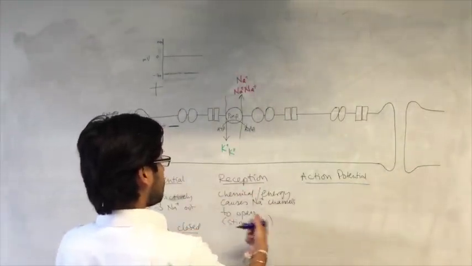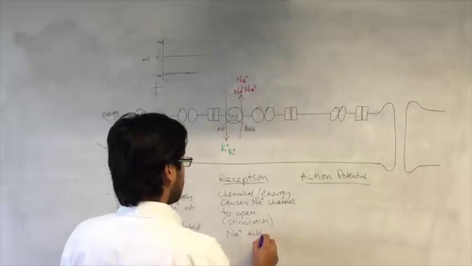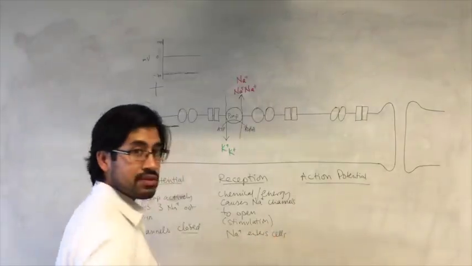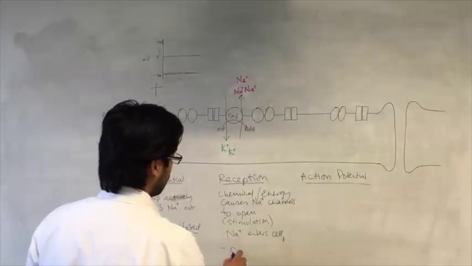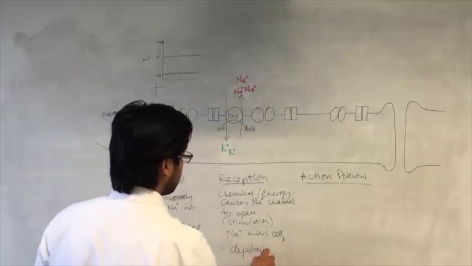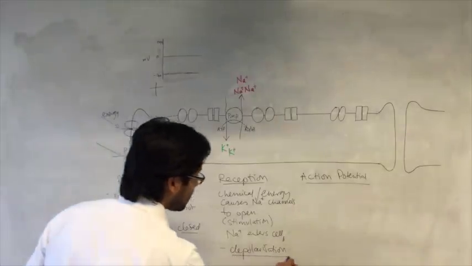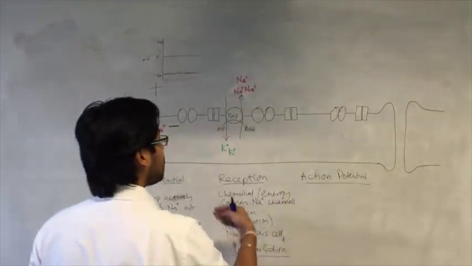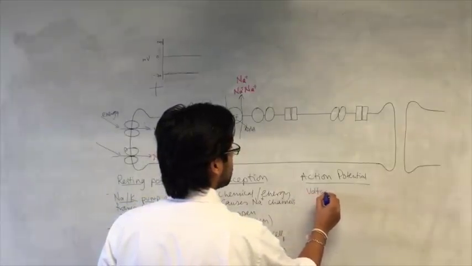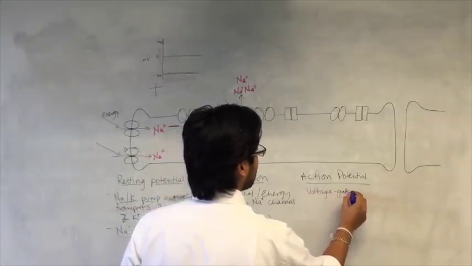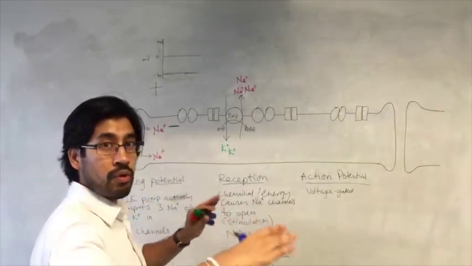So reception causes sodium channels to open. Sodium crosses the membrane, enters the cell, and causes a depolarization of the membrane. That's important. Now that we've depolarized, it affects voltage-gated sodium channels. Now these are sodium channels that are affected by the voltage.